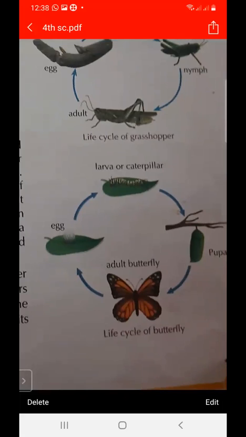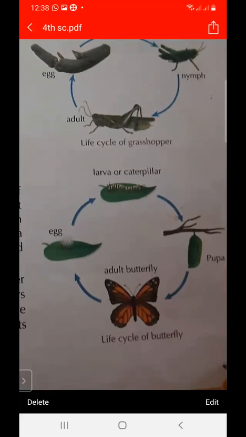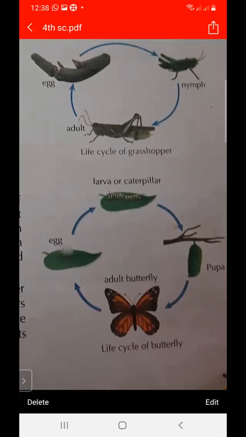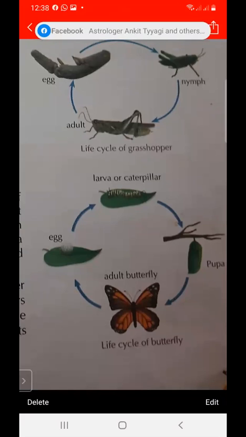And next is life cycle of butterfly. And what is the life cycle of butterfly? Firstly, the egg is made, and from the egg it is converted into the larva or caterpillar, and this larva or caterpillar is converted into the pupa, and this pupa is converted into the adult butterfly. Firstly, the egg is made, and when this egg is converted into the larva, this larva is called caterpillar.